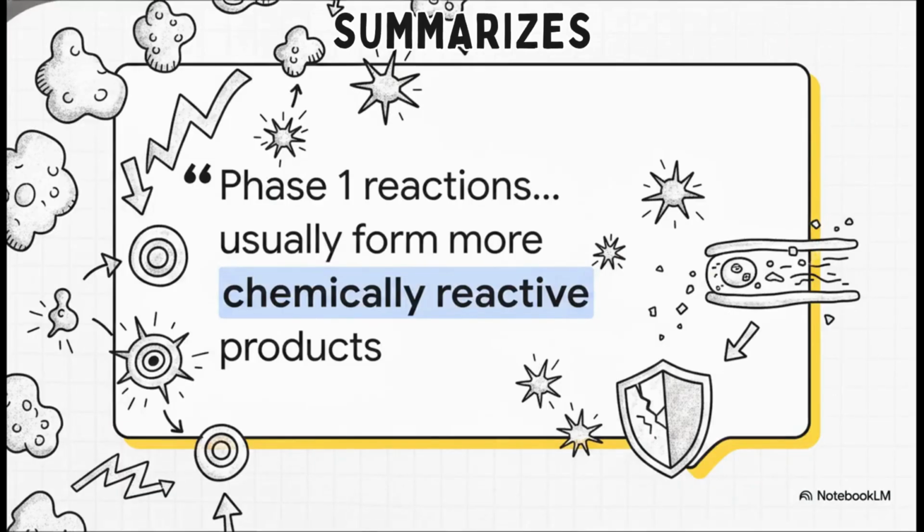This perfectly summarizes why phase 1 biotransformation is kind of a pharmacological double-edged sword. It is absolutely necessary for clearing fat-soluble drugs from the body, but the very act of making them reactive opens the door to severe toxicity and cellular damage if your secondary defense systems fail.